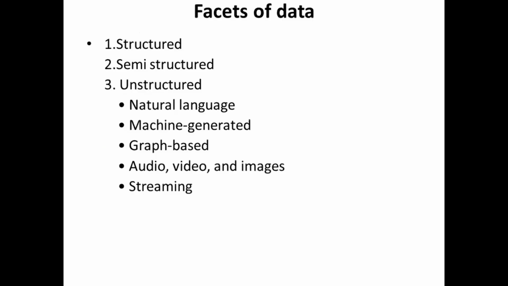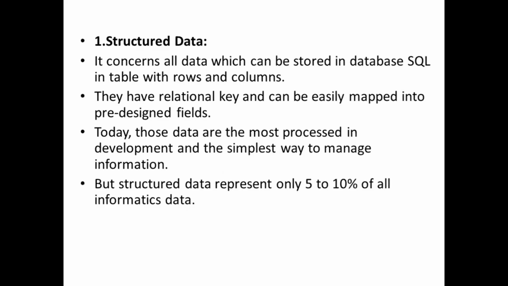And now the different facets of data. Different facets of data means the different data structures. The data may be structured, semi-structured, or unstructured. We will discuss first what is structured data. Structured data concerns all the data which can be stored in a SQL database in tables with rows and columns. Simply, it is a table format. They have relational keys and can be mapped into pre-designed fields. Today, those data are the most processed in development and the simplest way to manage information because they are already in a proper format. But structured data represent only 5 to 10% of all informatics data.